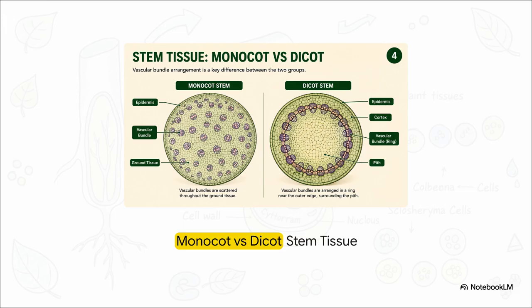All right, ready? Over on the left, the monocot stem has its vascular bundles just scattered all throughout the ground tissue. But look at the right. The dicot stem has vascular bundles forming this beautiful, distinct ring, completely separating an outer cortex from a central pith. Honestly, looking for this ring is the absolute fastest way to tell them apart under your microscope.